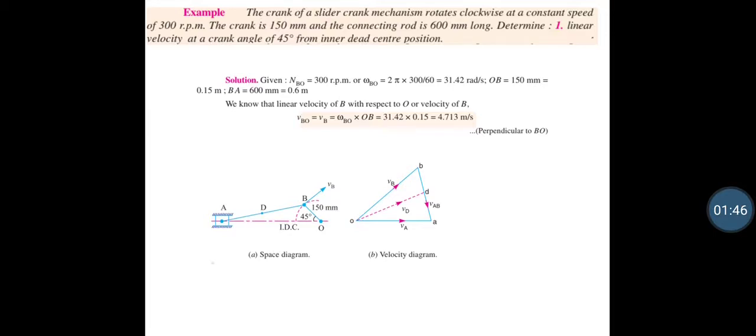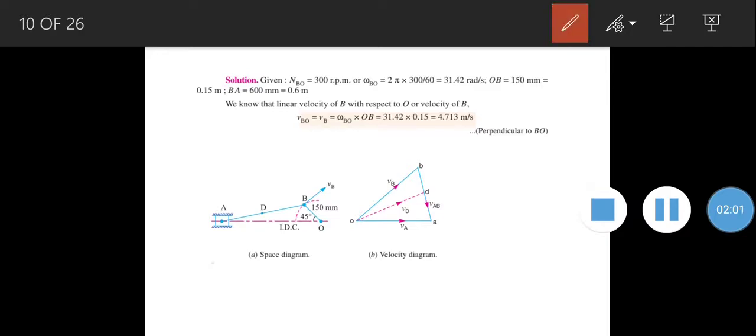The given data are the rotation speed, that is 300 rpm. So we will calculate omega. Omega is nothing but 2 pi N divided by 60, with N equal to 300 from the given data. We obtain 31.42 rad/s as the value of omega of the crank.